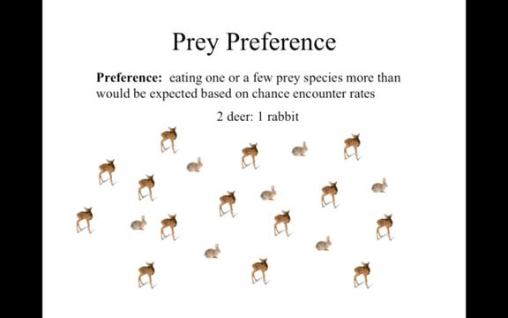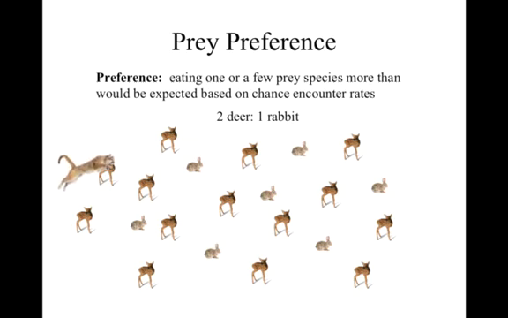But before we move on, I want to talk about how we measure prey preference, because it might not be obvious. So preference is eating one or a few species more than would be expected based on chance. Now, it doesn't mean just eating one species more than another, right? That's not preference. And I'll give you an example. So here in this particular field, we have 2 deer for every 1 rabbit.